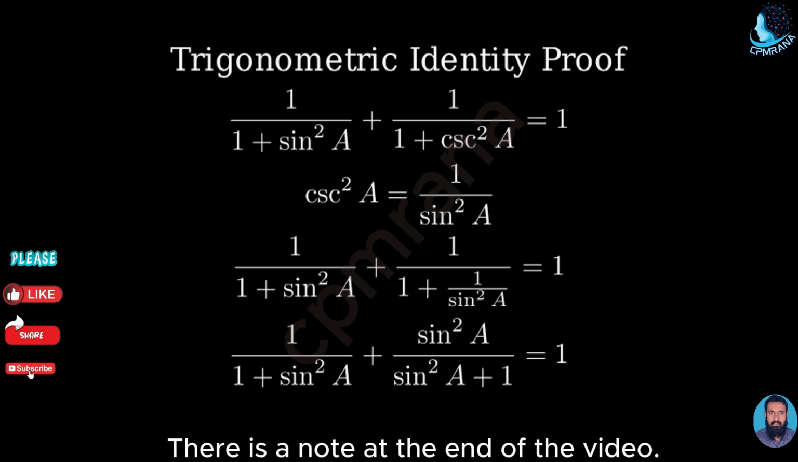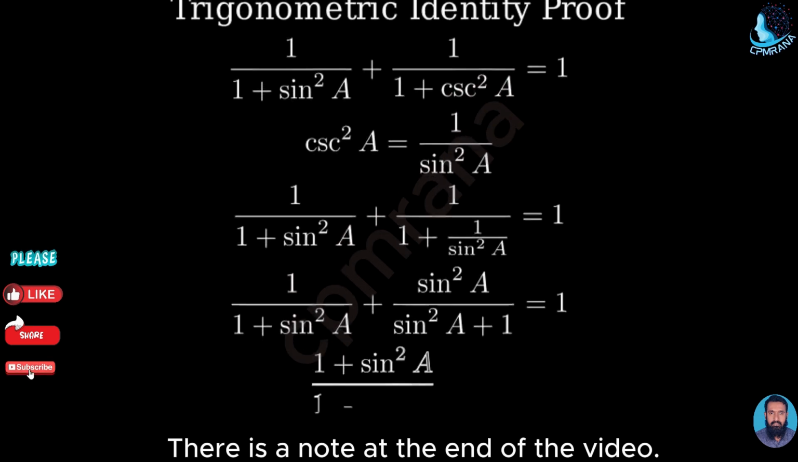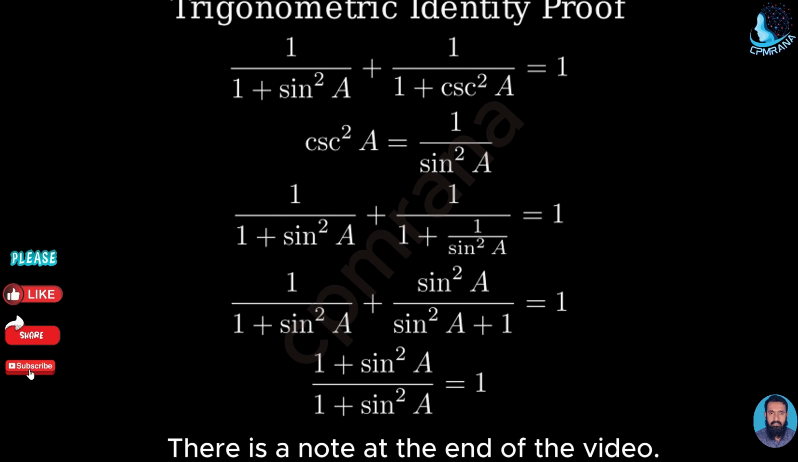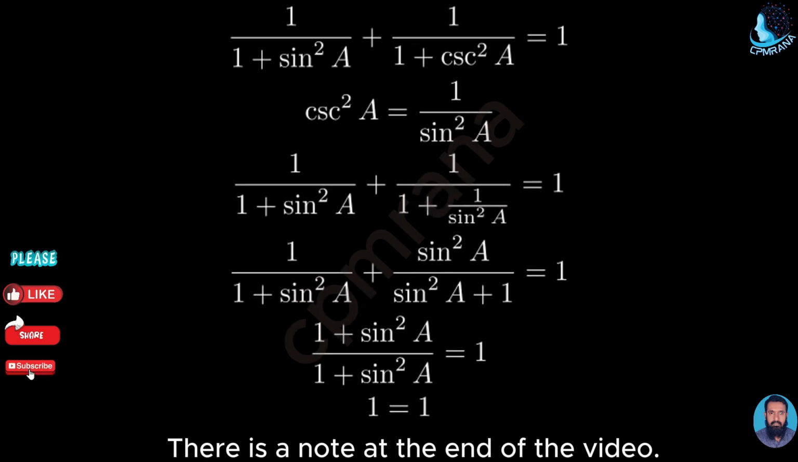Now we can add these fractions. Since they have the same denominator, we simply add the numerators. And here we can see that any number divided by itself equals 1, proving that our original identity is true.